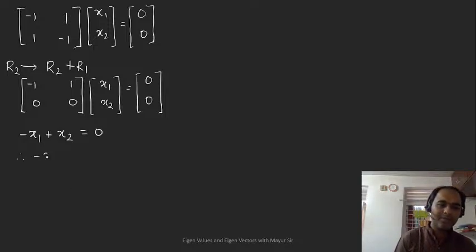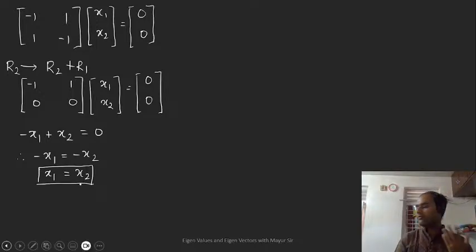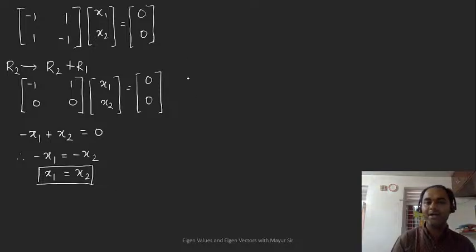You will get minus x1 equals minus x2. So here you get x1 equals x2. This is the first relation you have got. Now we go for writing the eigenvector. When we go for writing the eigenvector, let us see how it is done.